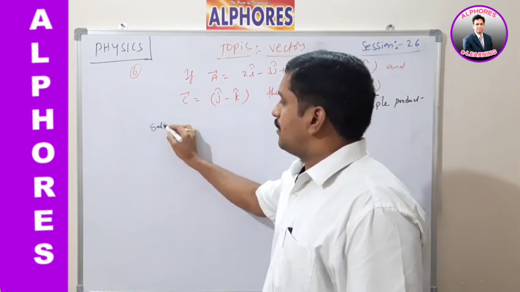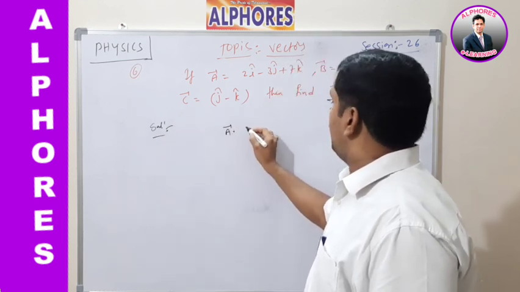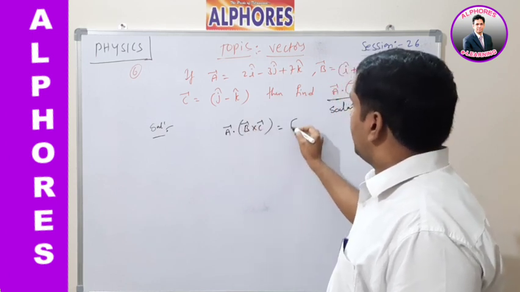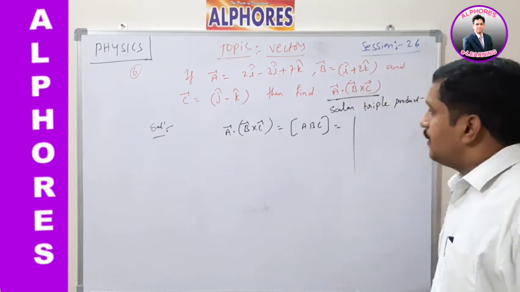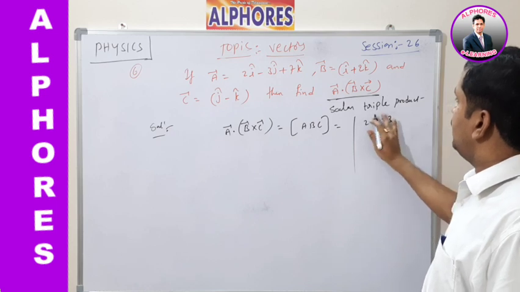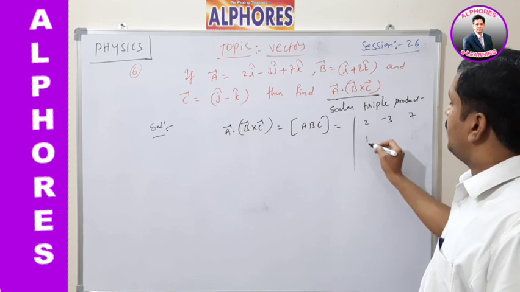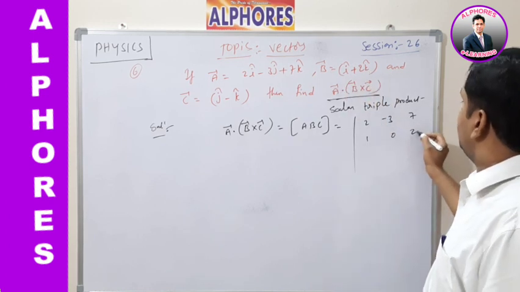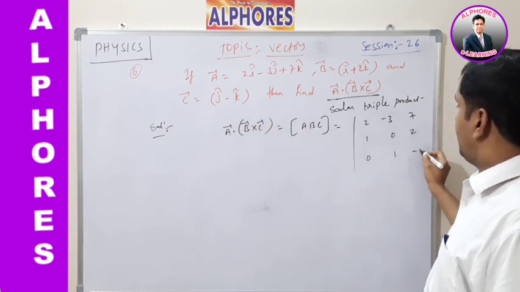Before going to the solution, listen carefully. I am taking the scalar triple product A bar dot B bar cross C bar, which is denoted by the box of ABC. I have to substitute the values: AX, AY, AZ first, which are 2, minus 3, 7. After that BX, BY, BZ: the coefficient of I is 1, J is 0, because there is no J component here, and K is 2. Then C: the I coefficient is 0, J coefficient 1, and minus 1.